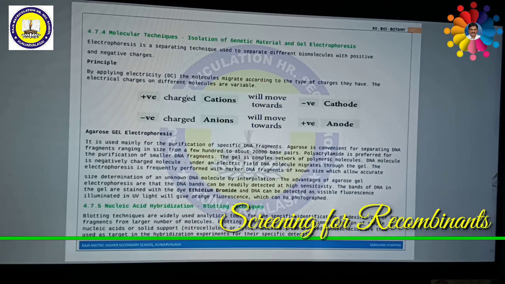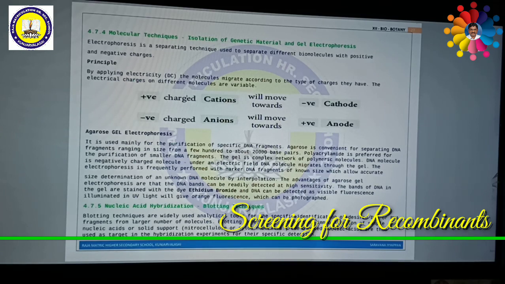Moreover, in this gel electrophoresis, we also use a specialized chemical called polyacrylamide. Polyacrylamide is preferred for purification of smaller DNA fragments. Smaller DNA fragments can very easily be isolated, separated or purified with the help of polyacrylamide. That is why we select this type of gel.